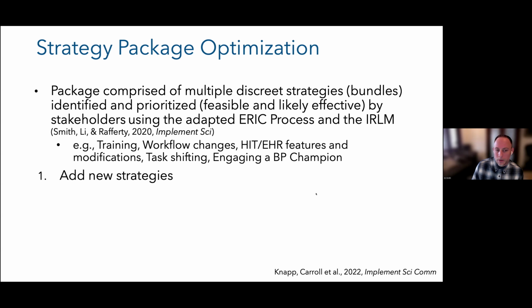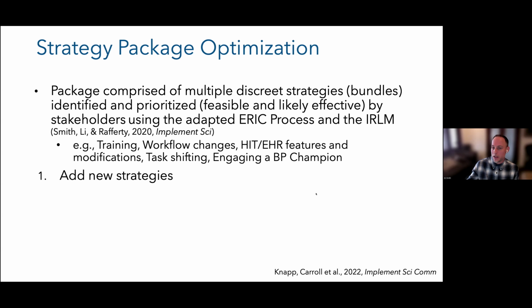So what can you do in optimization? Once you have the initial strategy package, you test it, you get initial data, quantitative and qualitative, to see how things are going. What are your choices for trying to make this strategy package better as you move into cluster 2? You can obviously add more strategies. Okay, I'm not a fan of the kitchen sink approach. I don't think that adding is always the default option, but that is obviously something that you can do.